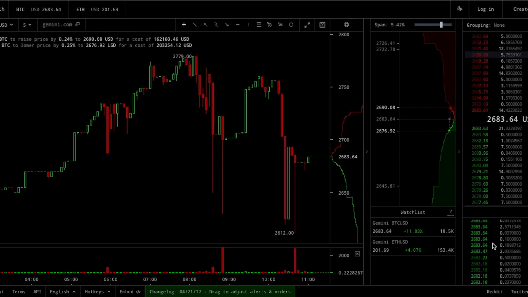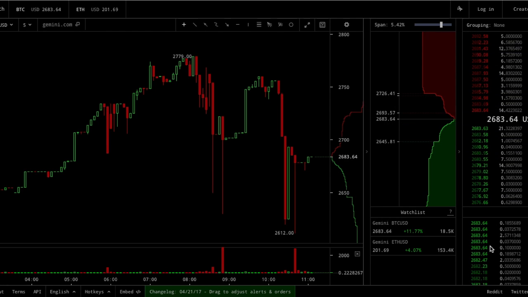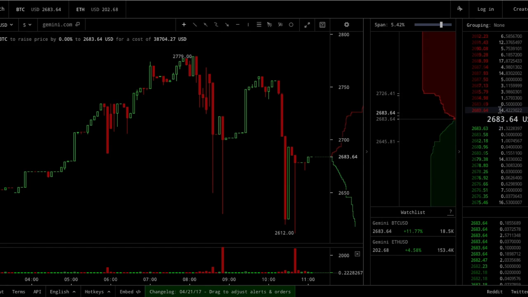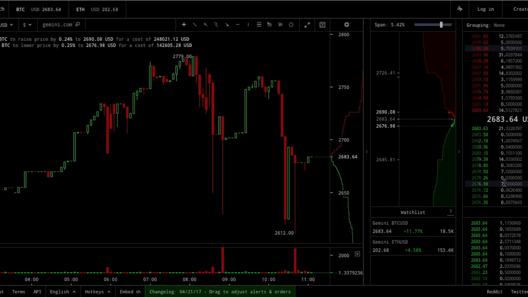We see a lot more people buying Bitcoin, which would weaken the asks. Because remember, the more people who buy at market price, which would be here, anyone who buys at market is going to buy at this price of 2683.64, which is going to make this number smaller, obviously, because there is less Bitcoin to sell, which makes price easier to go up. And if many people sell at market price, they're selling at this price right here, 2683.63, which would make this number smaller, which would make price easier to go down right now.